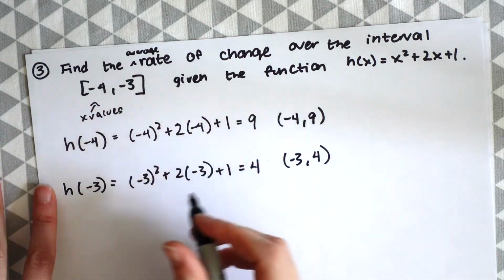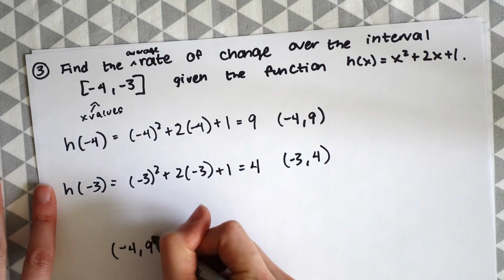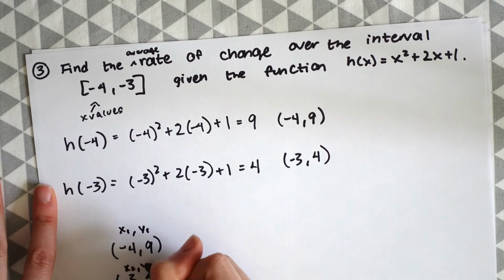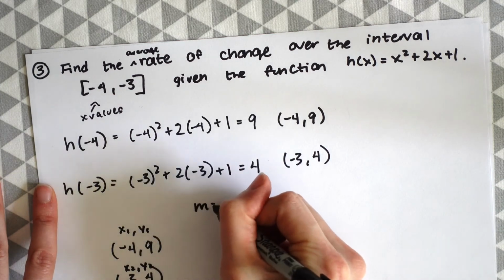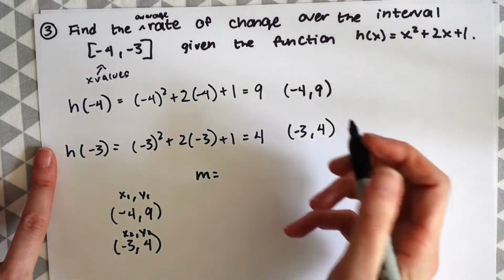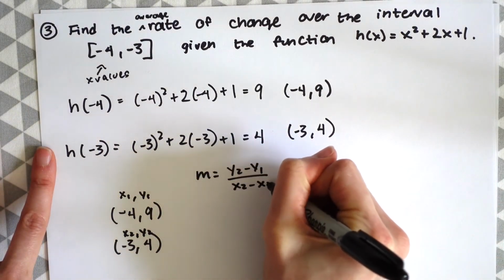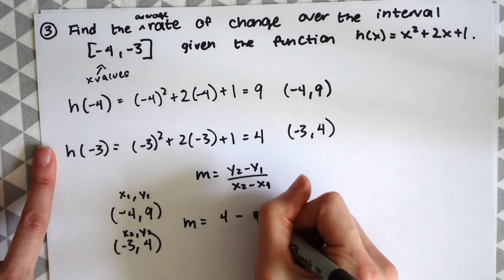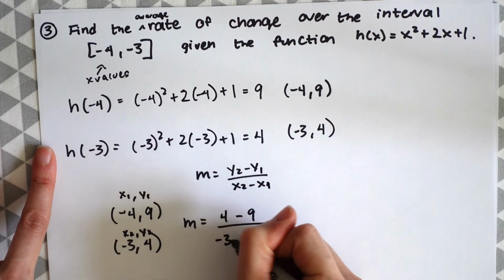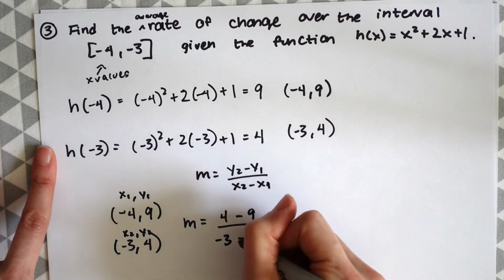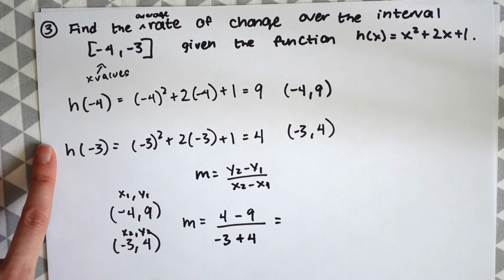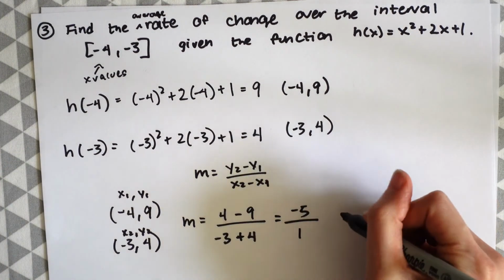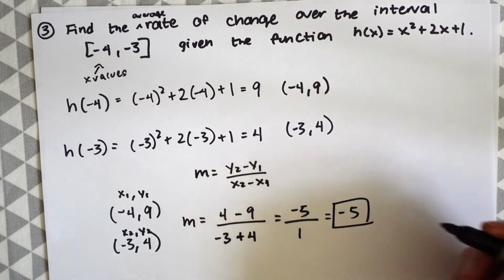And now we have everything we need. We have our 2 coordinate points. We can label this x1, y1, and x2, y2, and then find our slope. So just plugging this in, y2 is 4, minus y1 is 9, all over x2, -3, minus -4, which becomes plus 4. So we end up getting -5 all over 1, which will just give us -5 for our answer.